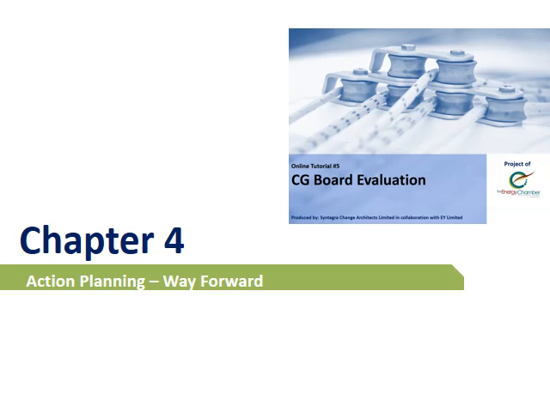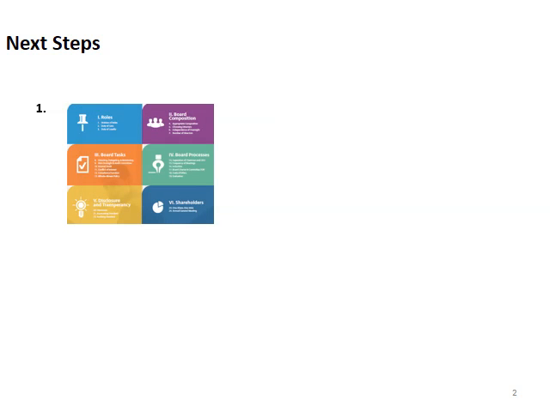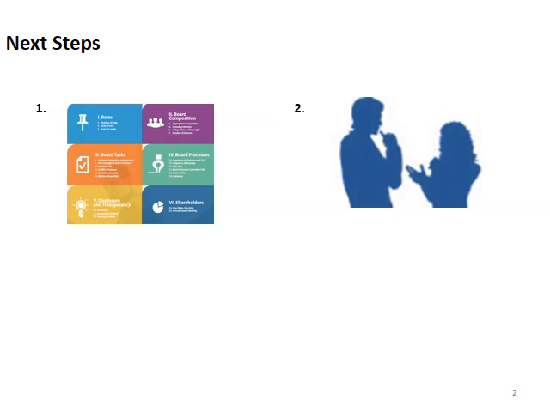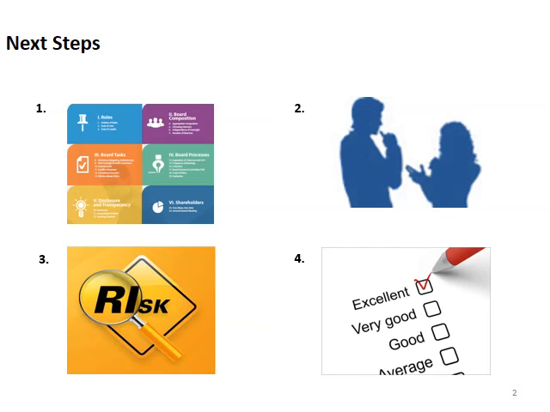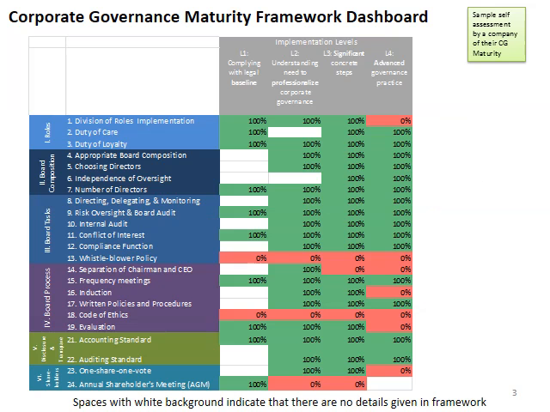Chapter 4, Action Planning, Way Forward. Next steps: take the whole survey. Discuss with your board and CEO. Review your ethical risks, taking into account all your stakeholders. Review your code of ethics.